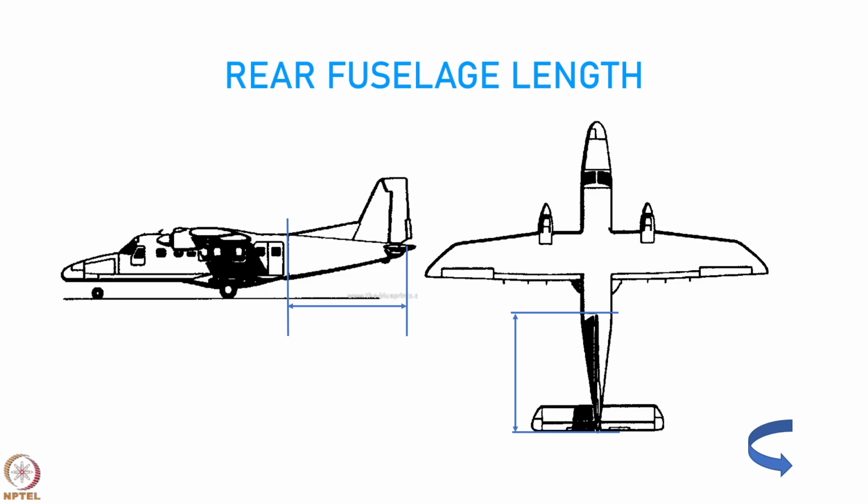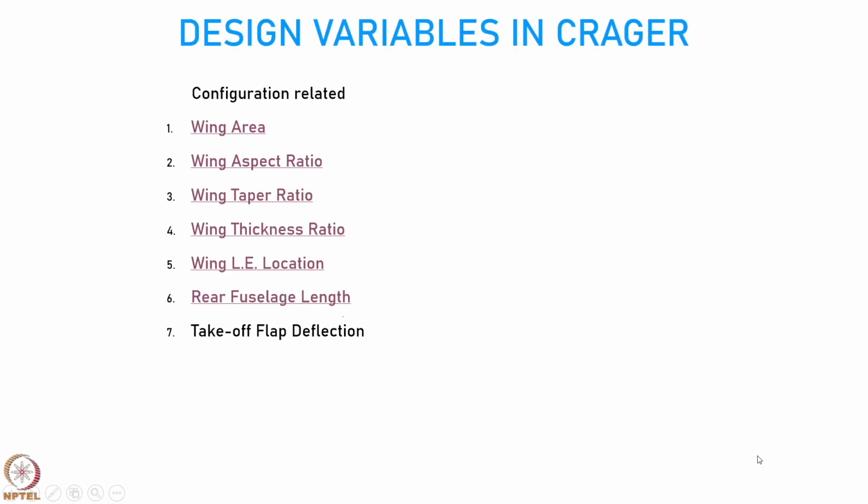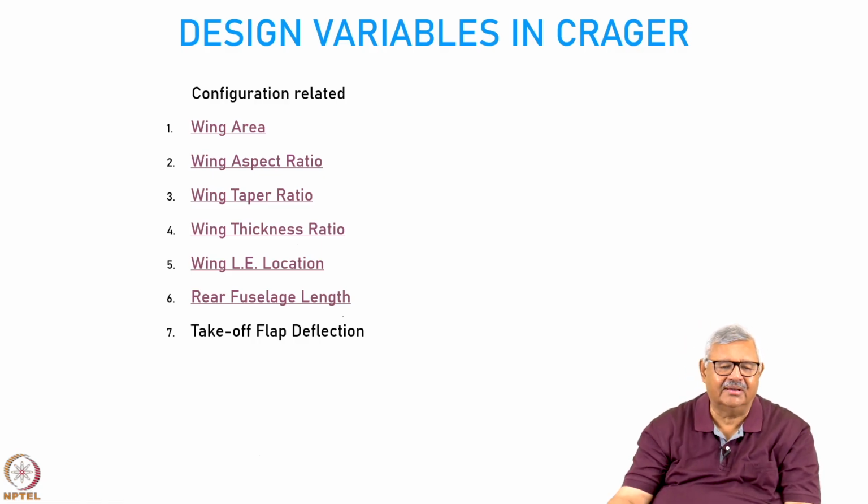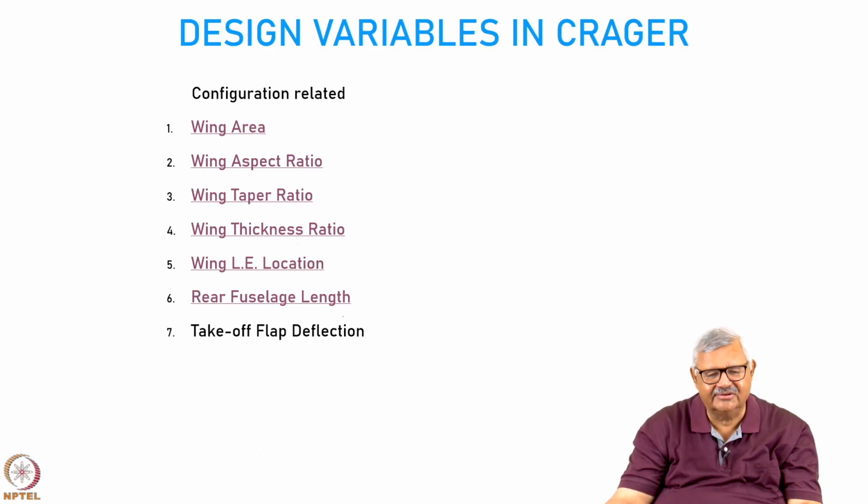So, the rear fuselage is basically keeping the tail reasonably far away from the center of gravity, so that the size of the tail and hence the aircraft weight can be reduced. The farther you are from the center of gravity, the more effective the moment generation capacity. Then the next one is the takeoff flap deflection. This affects a lot of the aerodynamic coefficient values, right? The coefficient values are affected. So, there are various types of flap and various deflections.